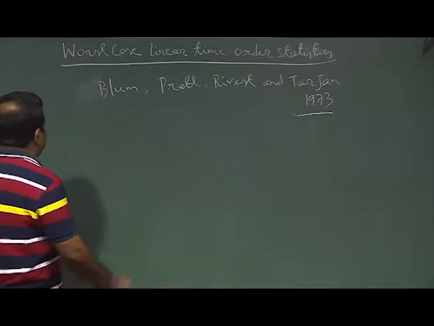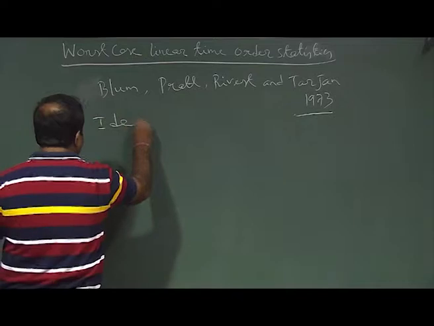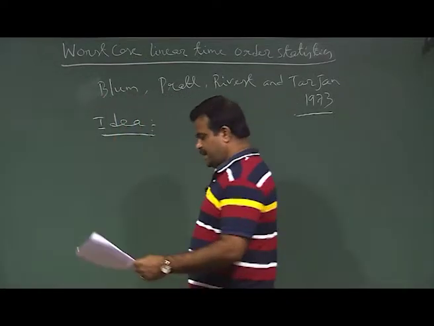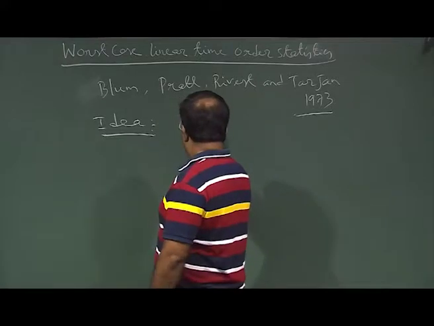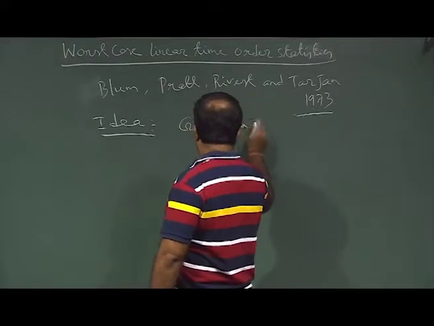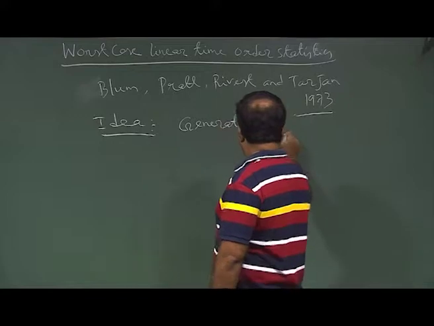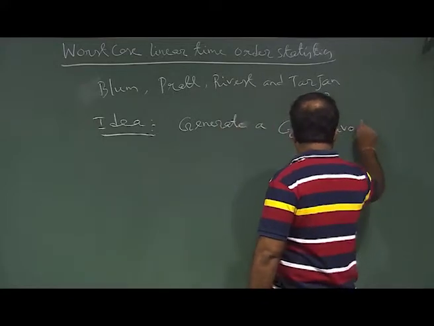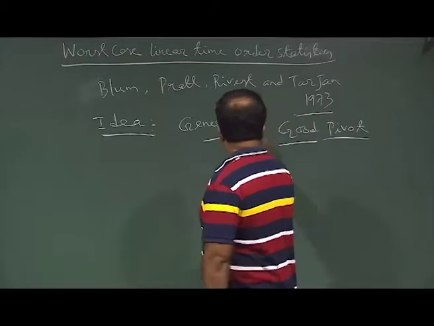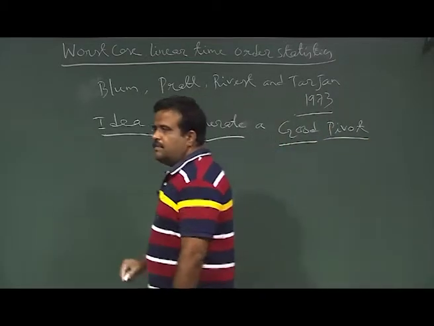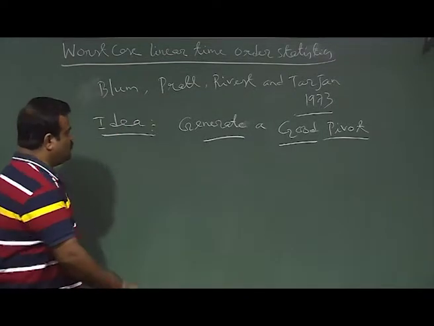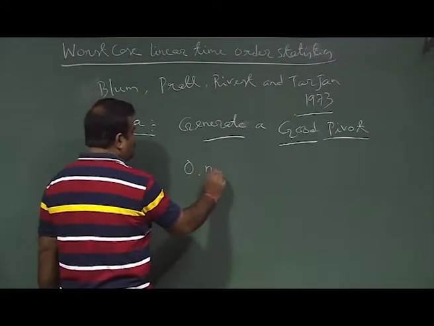So their idea is to generate a good pivot recursively. So what do you mean by good pivot? A bad pivot means it is always the minimum or maximum. So that means the partition will always be 0 is to n minus 1.